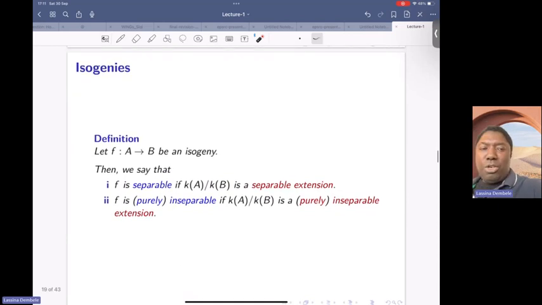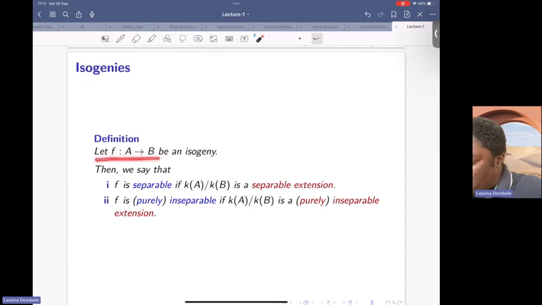So one notion that would be very important later, especially when we start discussing Frobenius homomorphism and endomorphism, is the notion of separability of an isogeny. So I'm going to give this definition, and then I'm going to state one of the most important theorems that relate to this notion. So the definition is the following.